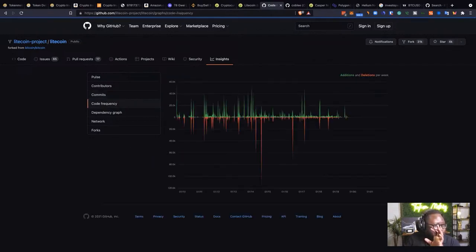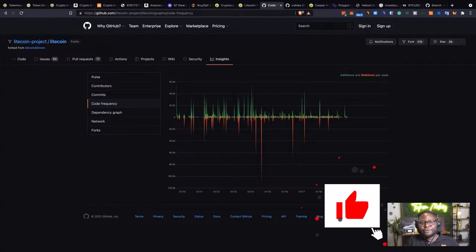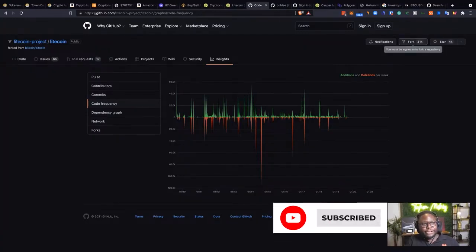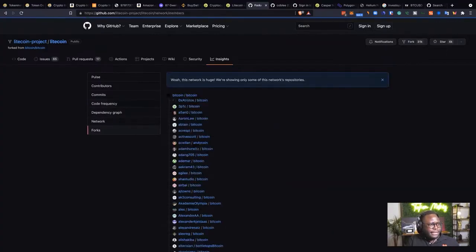All right, if we go to code frequency here, the last time Litecoin got any update was 2019. Is that a project you want to put your money in? Why put money in a project like this when 31,000 other people are forking the project and innovating on that? All right, so if we go to forks, I think I have to log in here.